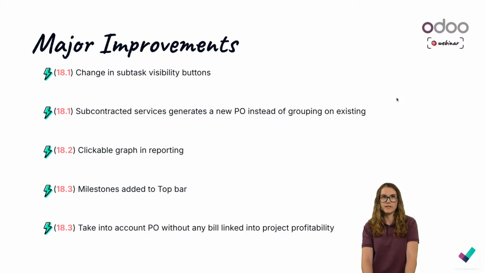The next one, so in 18.1 as well, we have subcontracted services that generate a new PO instead of grouping on an existing one. So what we used to have is that if you would have a subcontracted service and that you would create another sales order, then it would be added on an existing PO that is also in draft for the same supplier. Well, now it's not the case anymore. You will have a new PO that is created. So this is great in order to just give the instructions to your subcontractors. You can really do it job by job, and it is automatically divided.